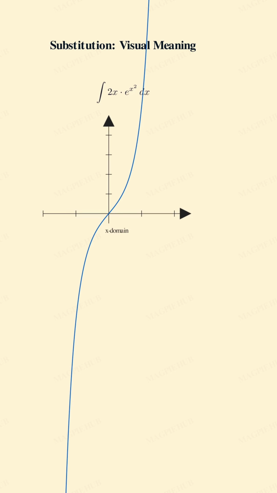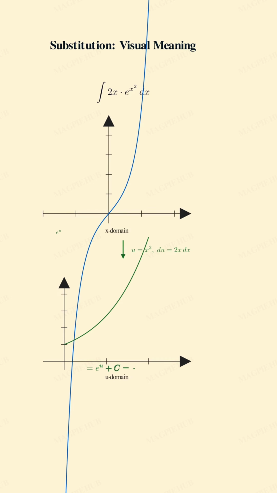Consider the integral of 2x times e to the x squared dx. The integrand, 2x times e to the x squared, looks complicated in the x domain. But when we substitute u equals x squared, du equals 2x dx, the integral transforms to simply the integral of e to the u du in the u domain. This is just e to the u plus c, which equals e to the x squared plus c. Substitution simplifies the function by changing variables.